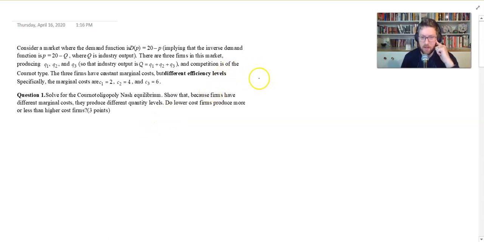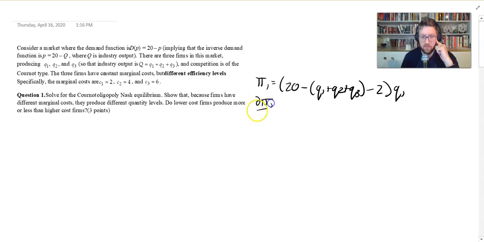So let's start by writing firm 1's profit function. All right, so their price is 20 minus Q, but instead of Q, we're going to write Q1 plus Q2 plus Q3, because the capital Q is equal to the sum of the individual supply decisions of each firm, minus their cost of 2 times Q1. And if we were to take the derivative with respect to their choice variable, we're going to have a negative 1 times Q1 here, plus 20 minus, if we distribute this negative sign, Q1 minus Q2 minus Q3 minus 2 is equal to 0.